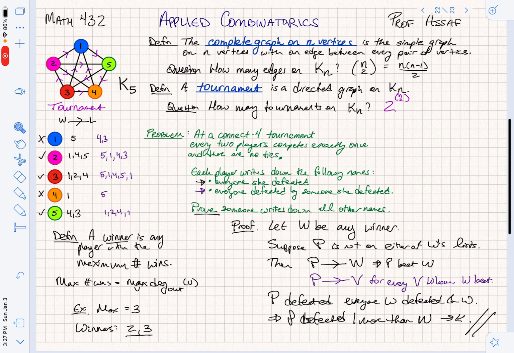And now if we think about what this says in the graph theoretic sense, this says that in a tournament, in a directed graph on Kn, the maximum distance you can be from a winner is 2. If I take any vertex that has the biggest out degree, I can get to any other vertex in at most 2 steps. That's a very important property of tournaments that we can exploit later.